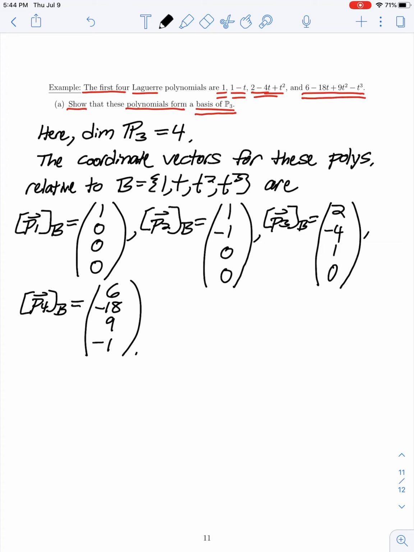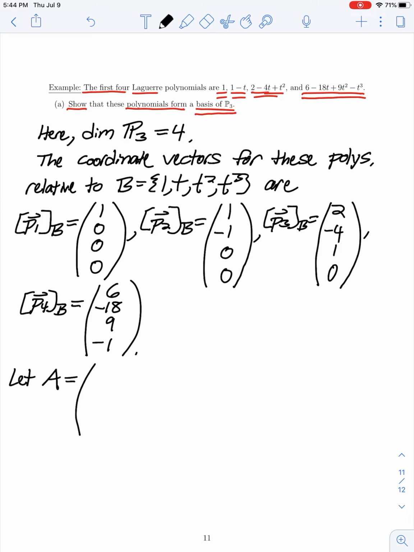So we want to know whether these four vectors in R4 form a linearly independent set or a basis for R4. To determine whether these vectors form a basis for R4, we could consider a matrix A, which has these vectors as its columns. Recall, to show that this is a basis, we need to show that these vectors are linearly independent and form a spanning set of R4.